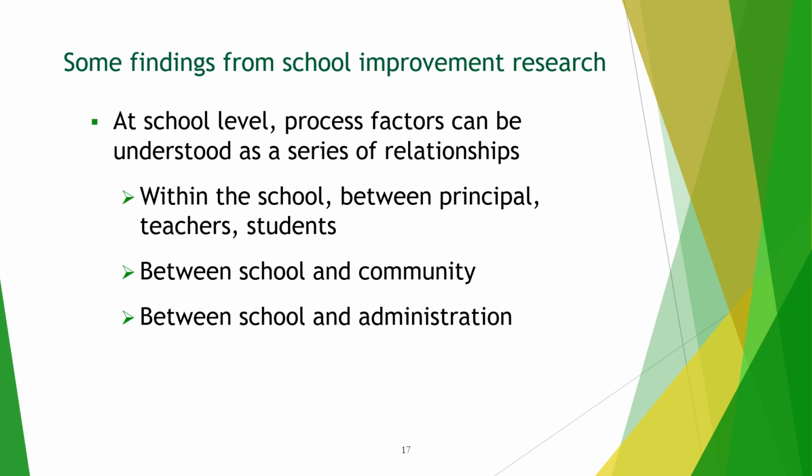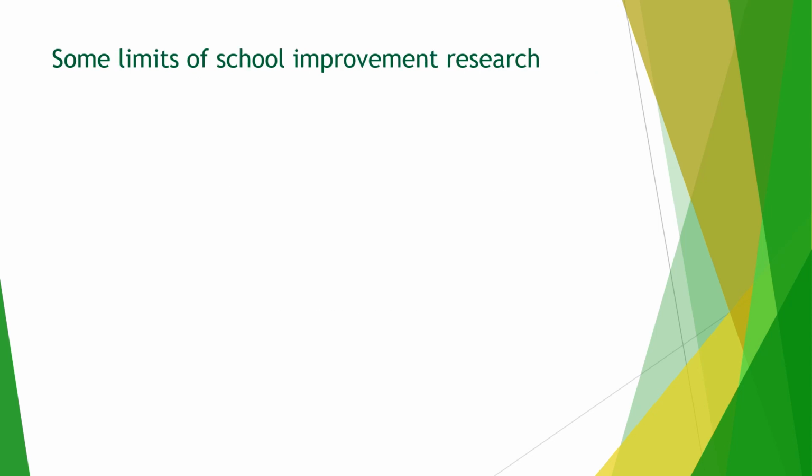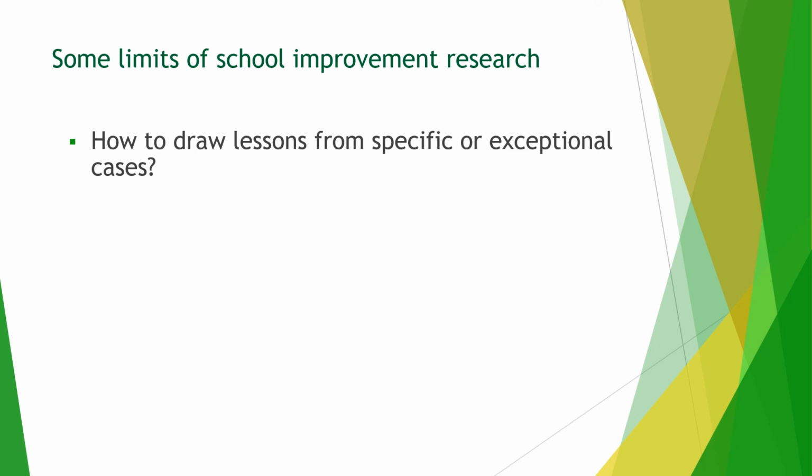What do we mean by process factors? Process factors in this case can be understood as a series of relationships within the school, between the principal, teachers, and students, between the school and its surrounding community, and between the school and the administration, in many cases the pedagogical supervisors, pedagogical advisors, inspectors, education officers, curriculum officers, and so on. Those are some of the main conclusions, but I'll come back to them towards the end of this presentation.